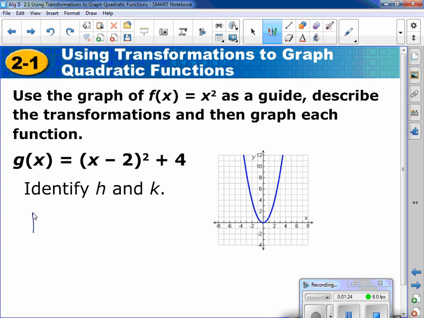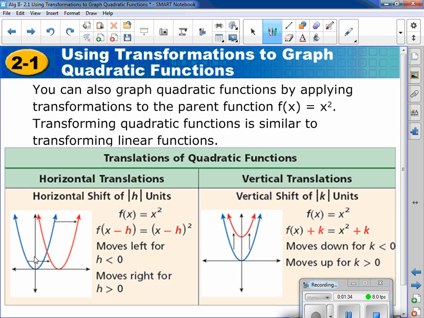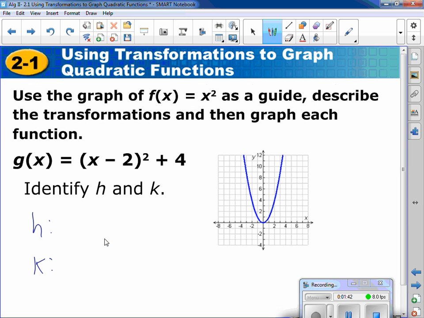Looking at this function, what is h? Where do you find h? H happens inside the parentheses. So it needs to be x minus h. So what's your h here? 2. H is 2. What is your k? 4, because you have the 4 out here.